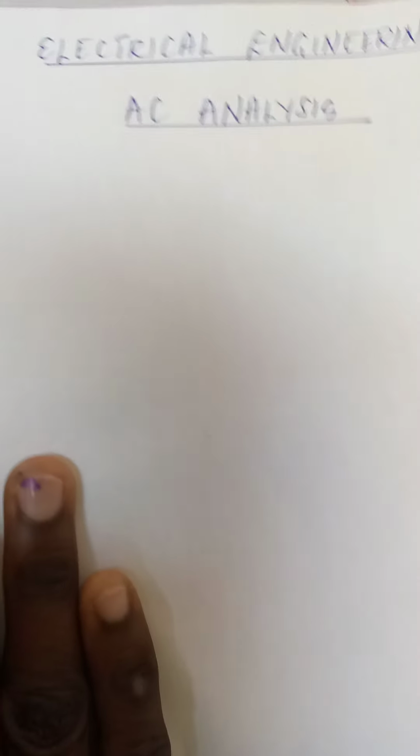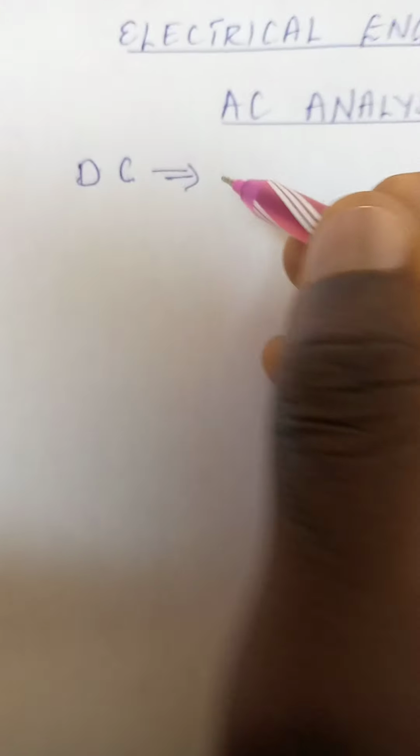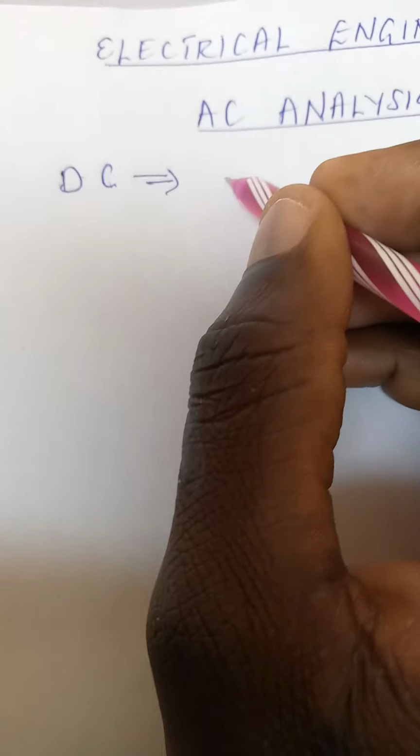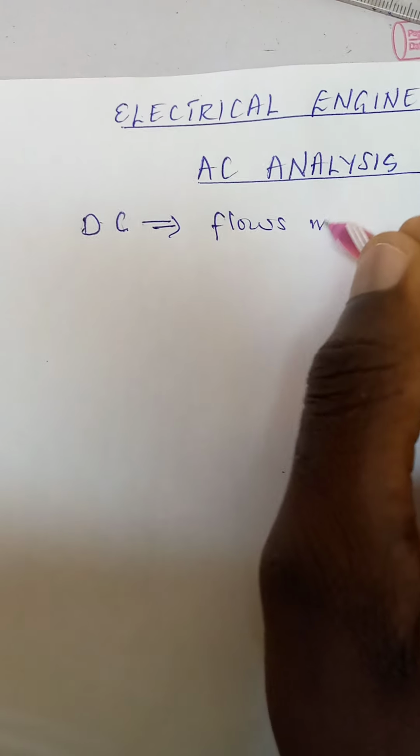So let's get started. In this video we are going to concentrate much on AC, but I'm going to start with DC. So I'm going to differentiate AC from DC. DC is simply direct current, which means the current flows in one direction.